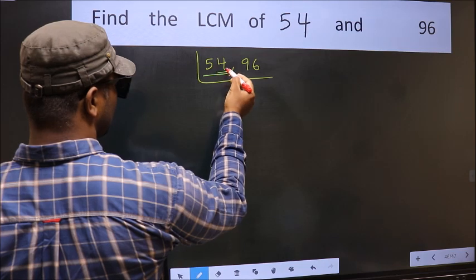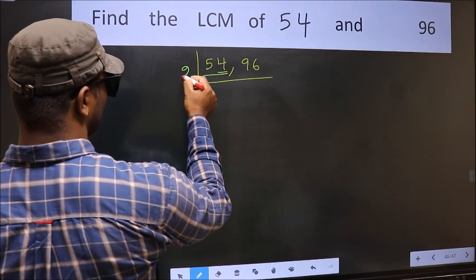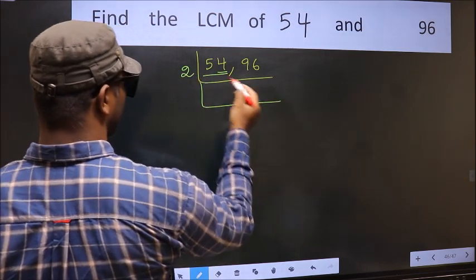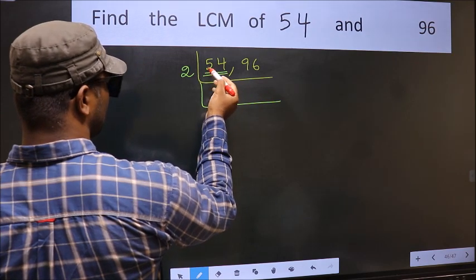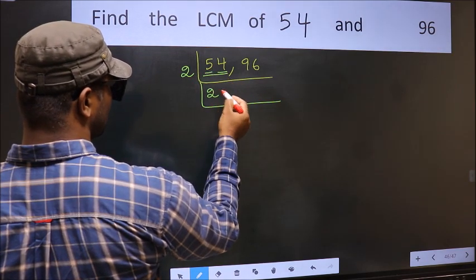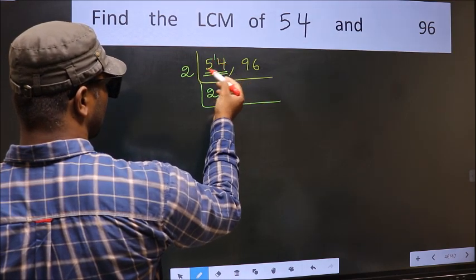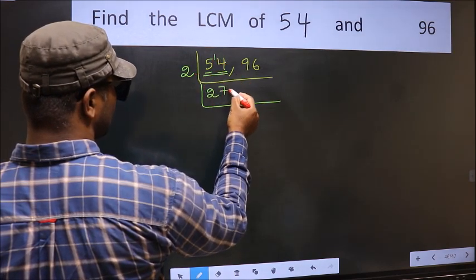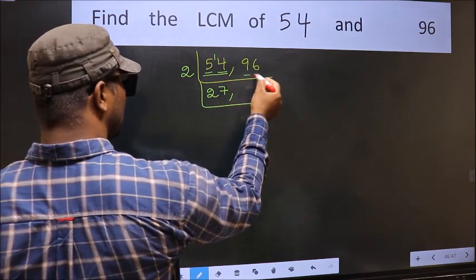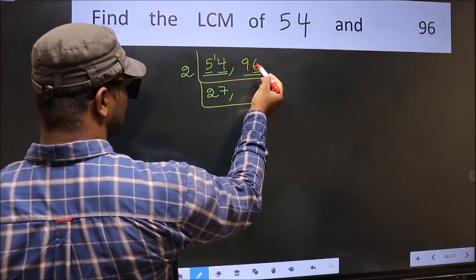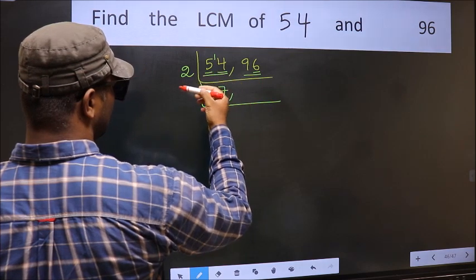For this number, last digit 4, even, so take 2. First number 5. A number close to 5 in the 2 table is 2 2's 4. 5 minus 4, 1, 1 carried forward, 14. When do we get 14 in the 2 table? 2 7's 14. The other number 96, last digit 6, even, so this is divisible by 2.